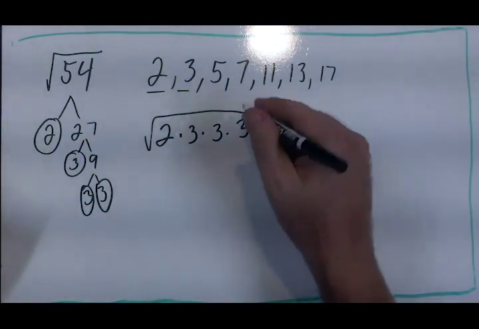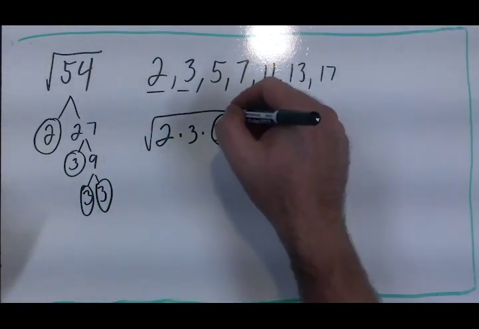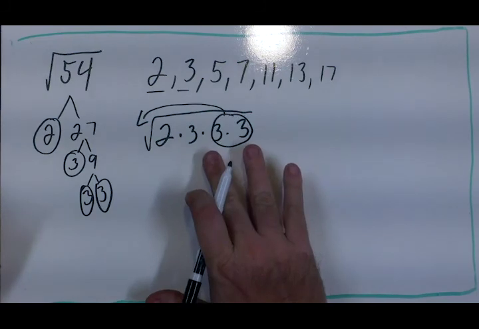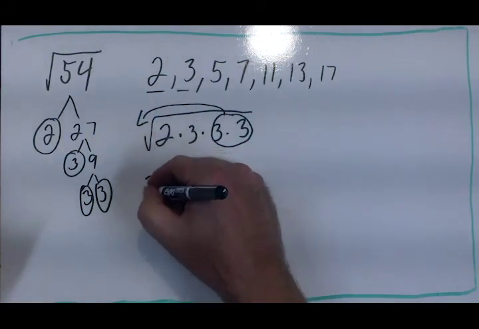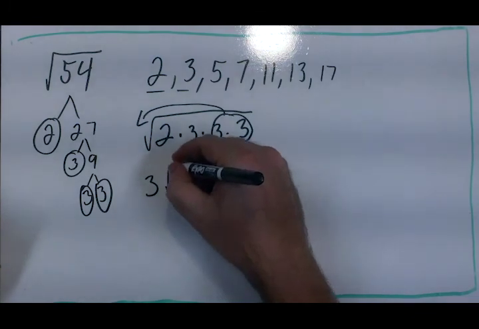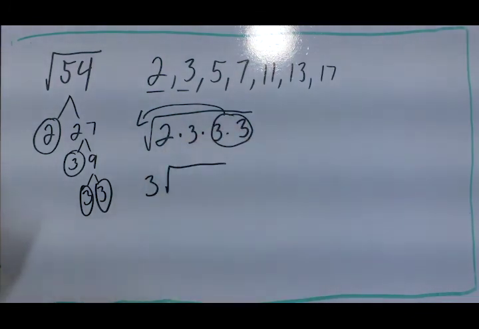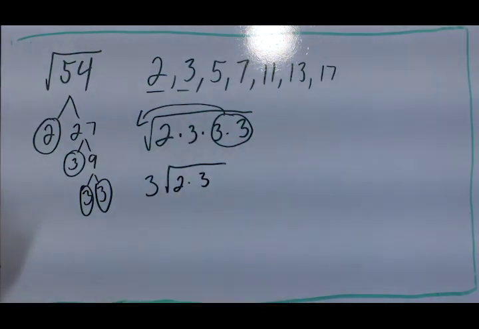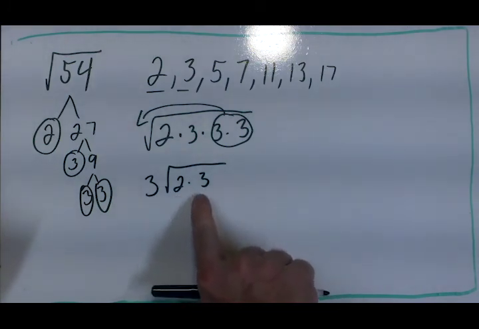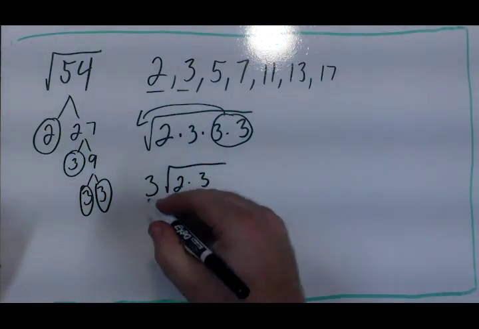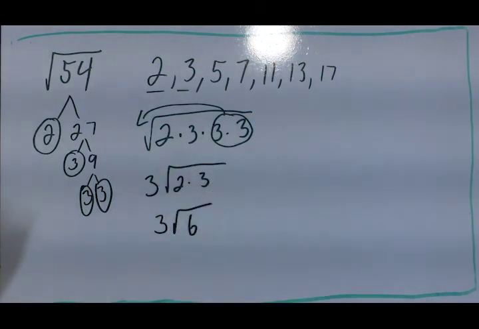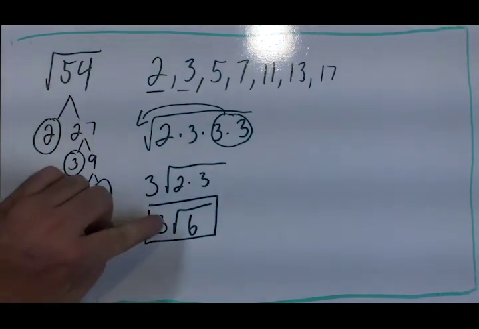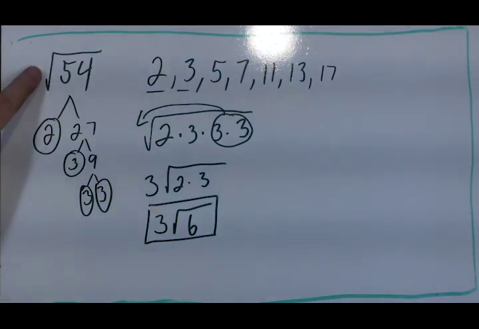Anytime I have a pair, two matching ones, like 3 times 3, I can take it and bring it outside the square root. For each pair I only write one of them, so this 3 comes out to the front. The 2 and the 3 aren't the same, they don't have a pair, so they stay. If I multiply these back together, I get 6. So this is my simplified radical. 3 square root of 6 is the exact same thing as the square root of 54.